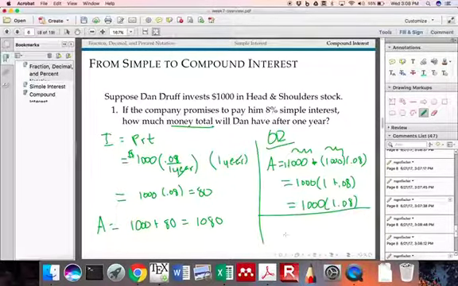So here's the point I want to make. A is P plus PRT, or P times (1 plus RT). I don't care how you do it. I just want you to know that all of these are valid ways to do this because knowledge is power.